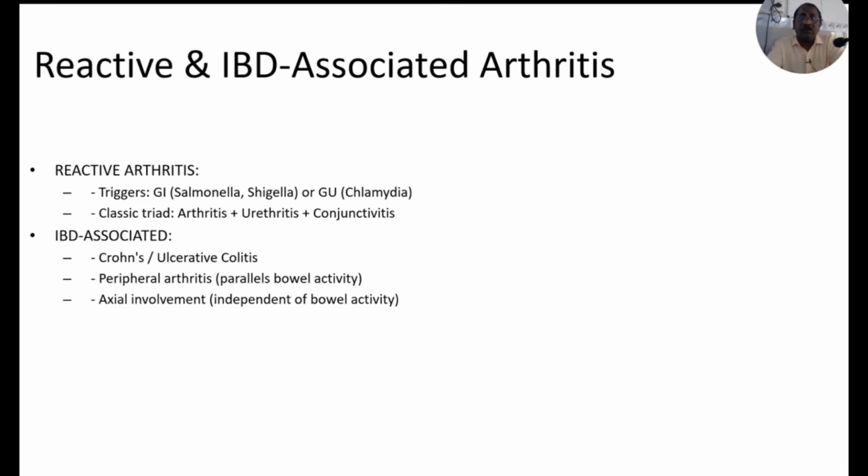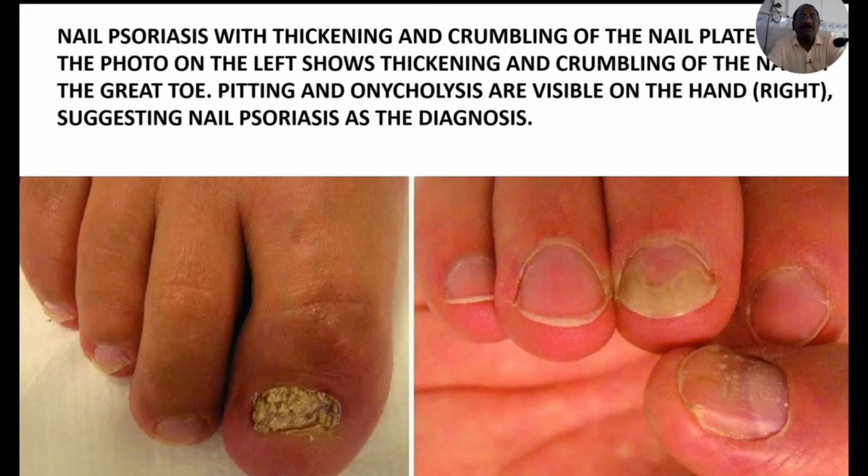This is the reactive arthritis and also the inflammatory bowel diseases. Reactive arthritis is triggered mostly following gastroenteritis, following viral infections, etc. Shigella, Salmonellosis, chlamydia. The classic triad is arthritis, urethritis and conjunctivitis. In IBD, so Crohn's and ulcerative colitis, it is mostly peripheral arthritis, and axial involvement is also present in some cases. See here the nail psoriasis.